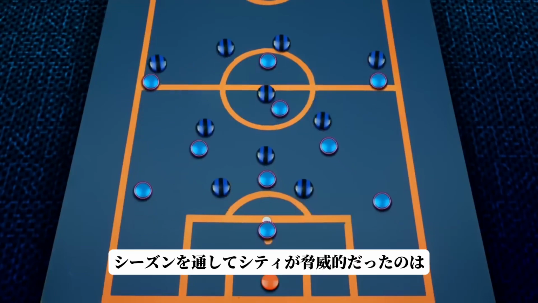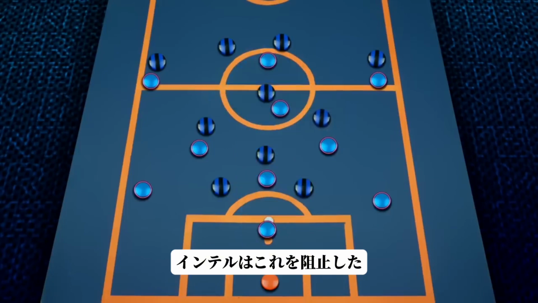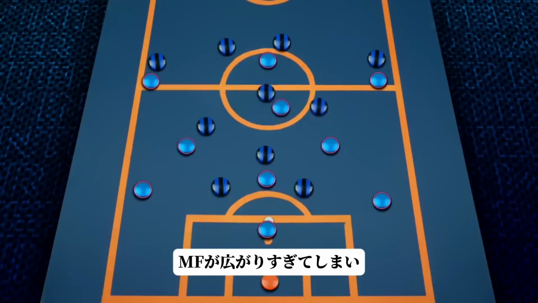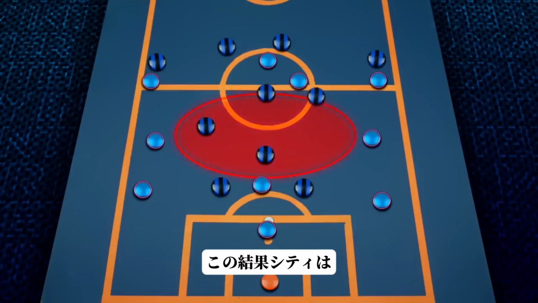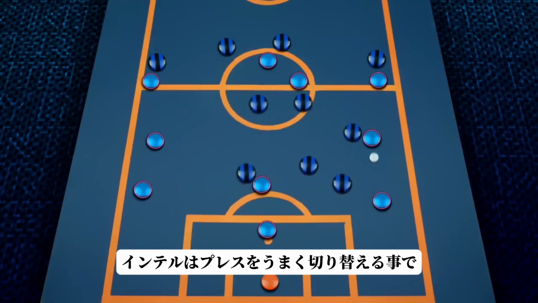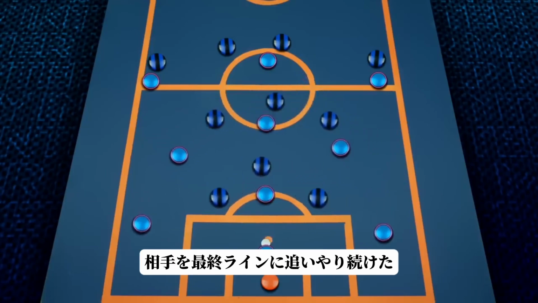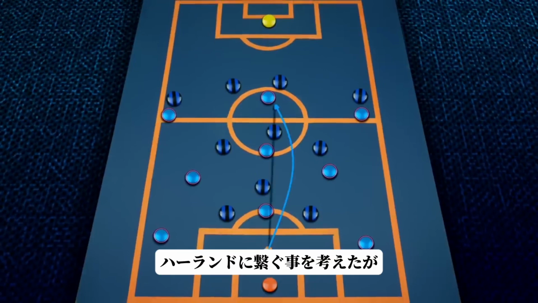What made Man City so dangerous throughout the season was their ability to break through the centre, but Inter ensured that this was not going to happen, and with Man City moving their midfielders wider and wider, it completely vacated the centre of the pitch. This resulted in City often circulating the ball around the back, with Inter having very clear pressing triggers and continuously forcing them back, resulting in Man City looking to play over this central block into Haaland.